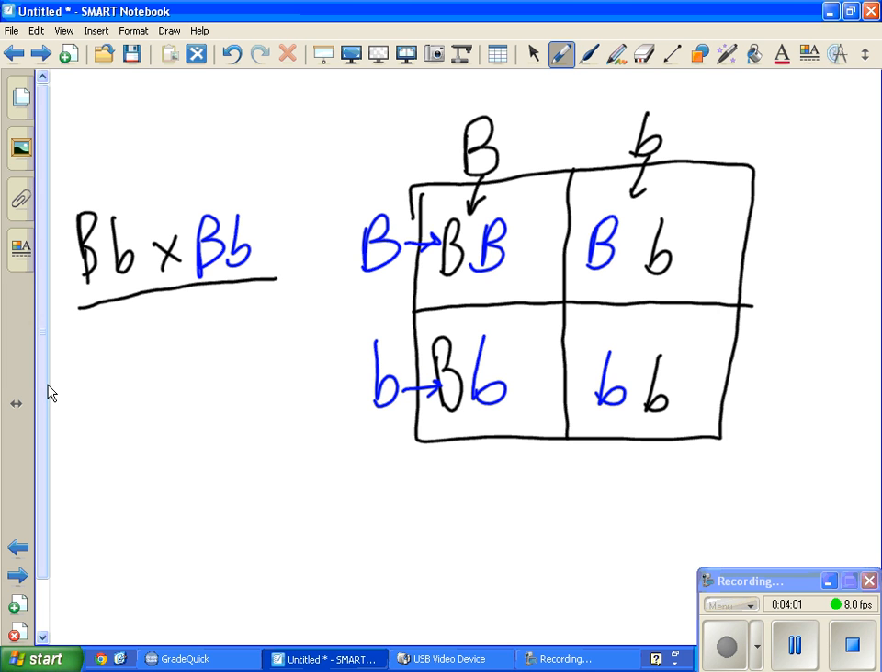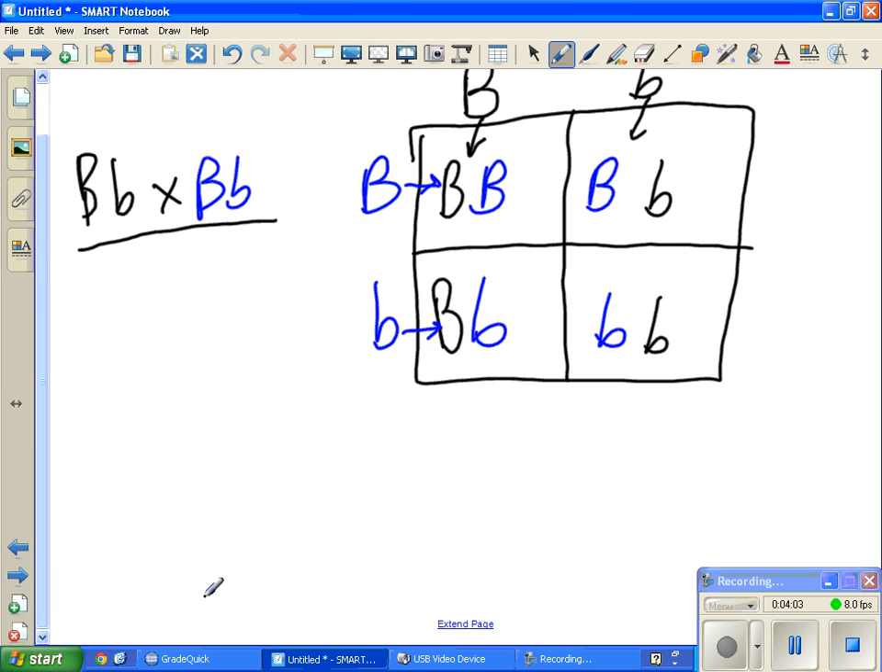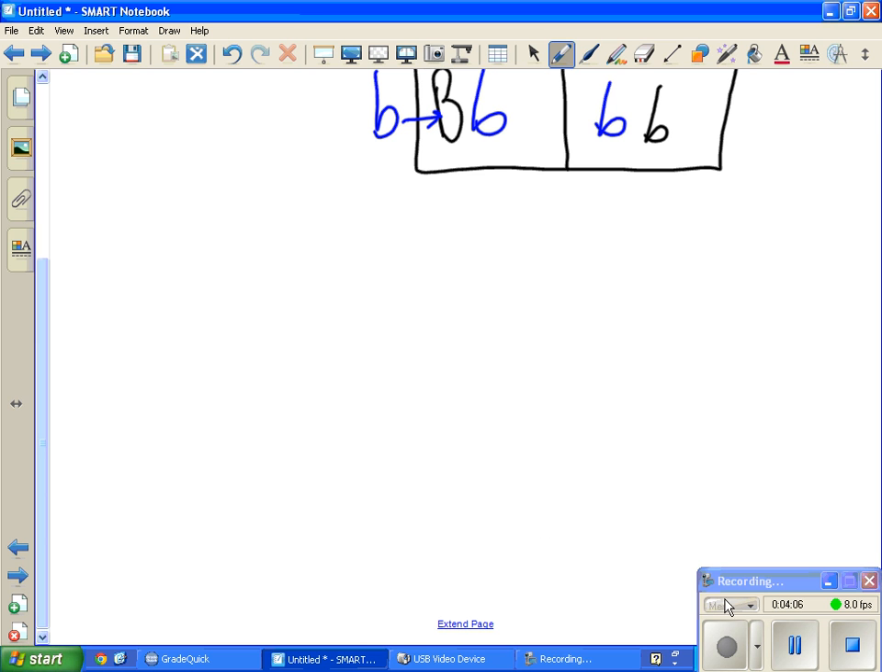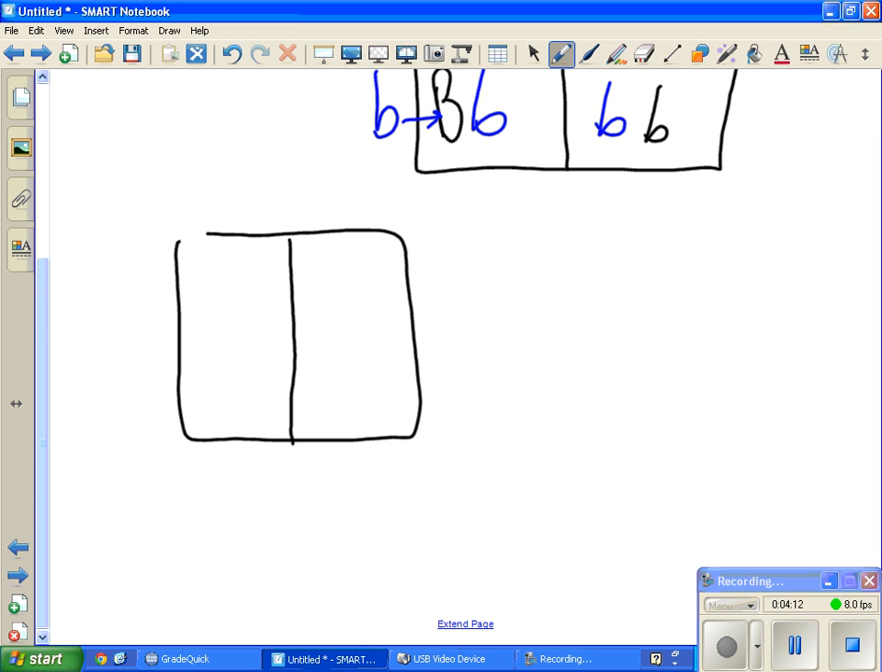The other way to do this would be to, first you gotta draw your box. It's kind of a small box. Okay, put your alleles up. The other way to do this is to fill in the boxes individually. Oh, make this parent blue. Big B, little b.